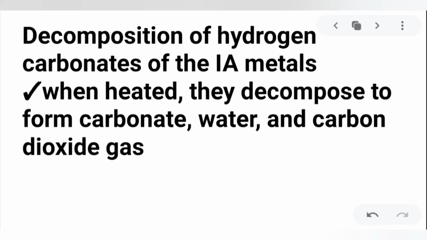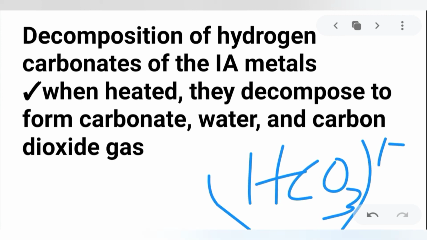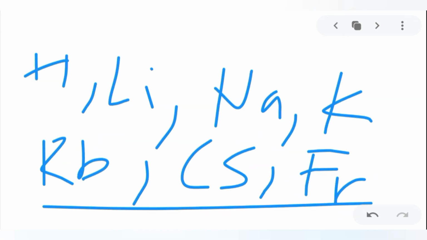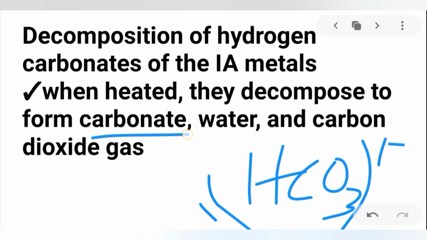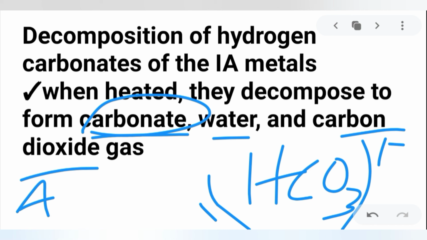Another type of reaction for decomposition is the decomposition of hydrogen carbonates of the 1A metals. So when a cation from 1A metals has been attached on an ion group of hydrogen carbonate, the charge of hydrogen carbonate, HCO3, is negative 1. So the 1A metals that will react on the hydrogen carbonates are hydrogen, lithium, sodium, potassium, rubidium, cesium, and francium. It will produce a carbonate, a water, and carbon dioxide gas. When we talk about carbonate, these are cations attached on a carbonate, CO3, as an ion. So let us have an example.